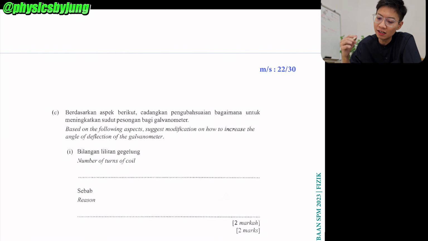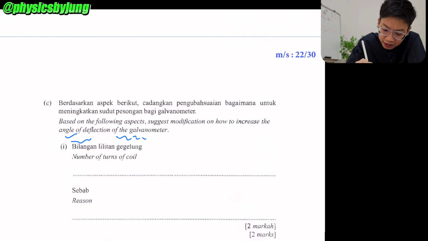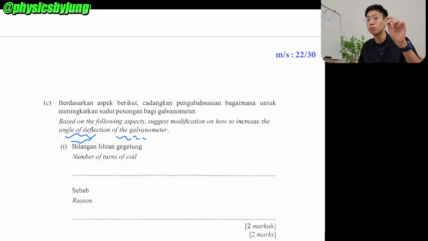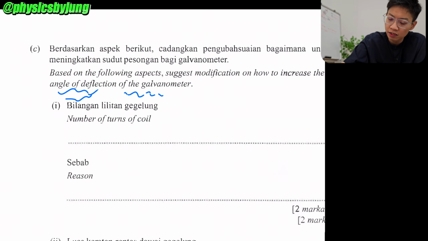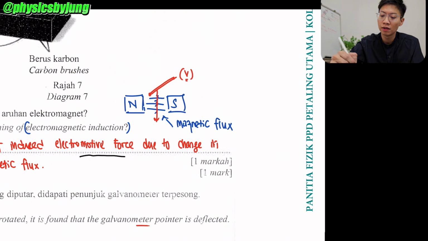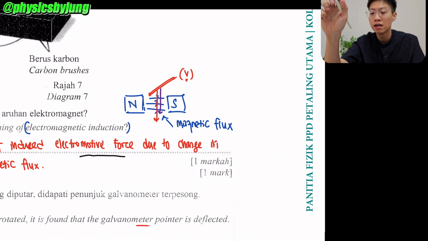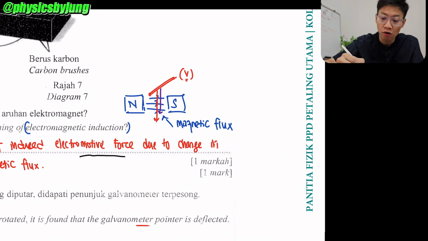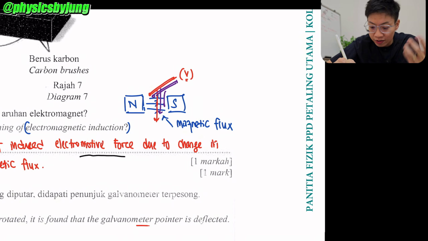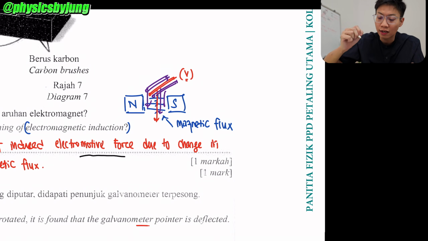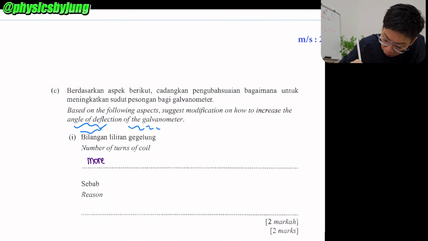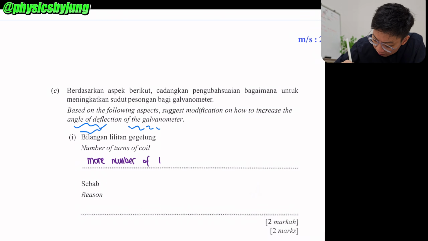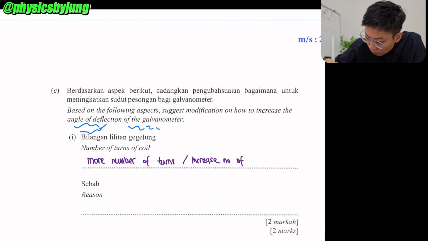So how can we increase the angle of deflection of the galvanometer? Okay, so here we're going to talk about the number of coils. If you have one wire, you pull down, you have one cutting. If you have two wires, you will have two cuttings, correct? If I put another wire here, if I pull, I'll have double cutting. If I put a third wire, I'll have three cuttings. So when you have more coils, the answer obviously here is more number of turns, or you can say to increase the number of turns.